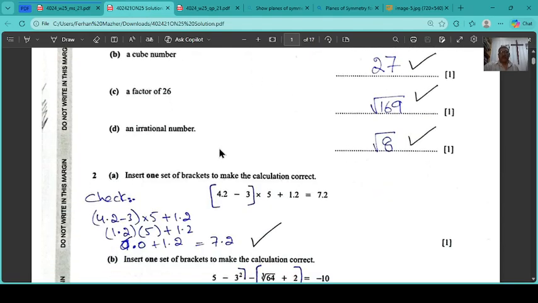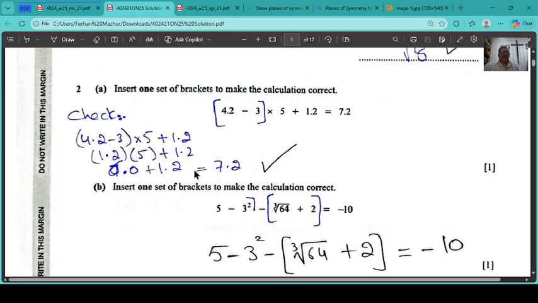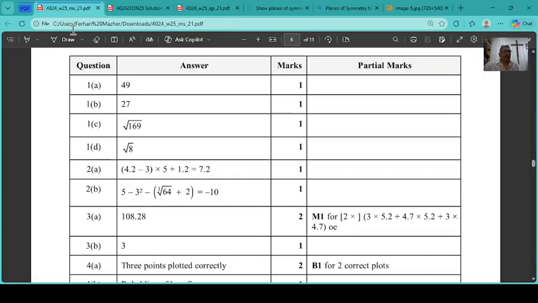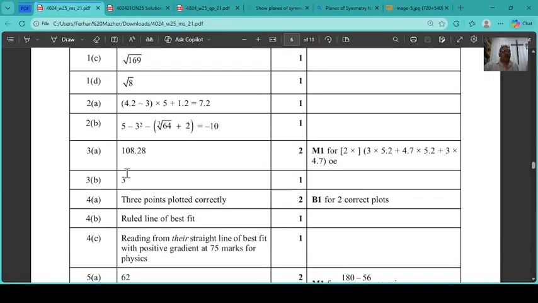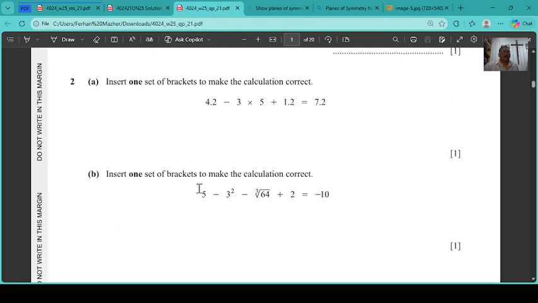Let me show you my solution. You can see I have put brackets around 4.2 minus 3, which will be 1.2. Then you multiply it by 5, it will be 6. Then if you add 1.2 to 6, you will get 7.2. It's a little tricky, so I think the bracket should be put here. This is my solution for Question 2 part a.